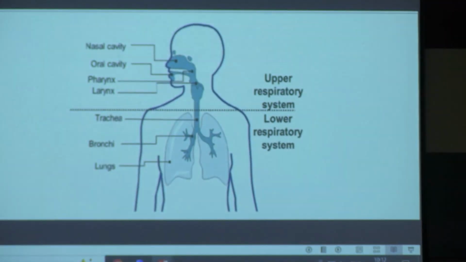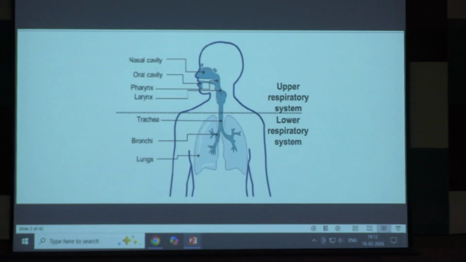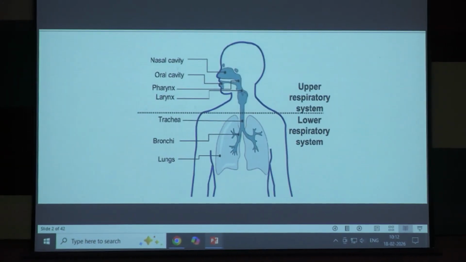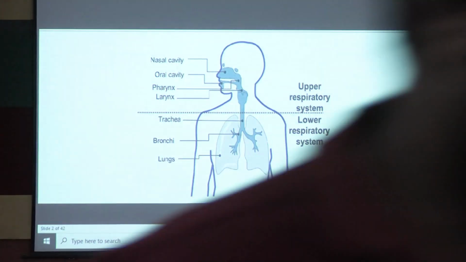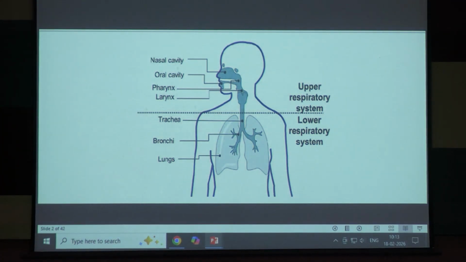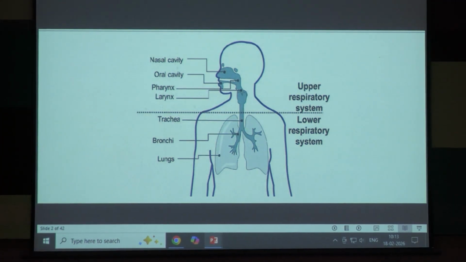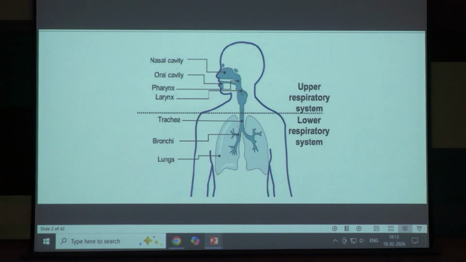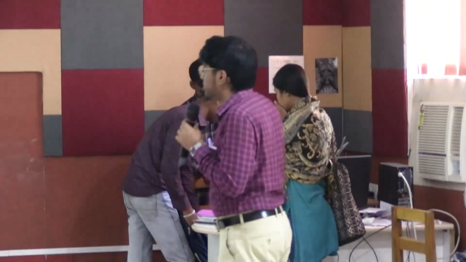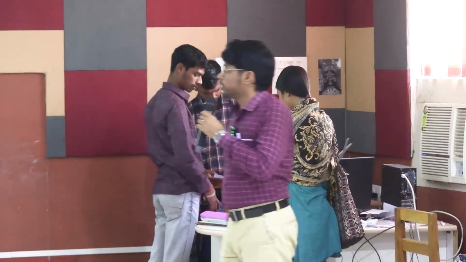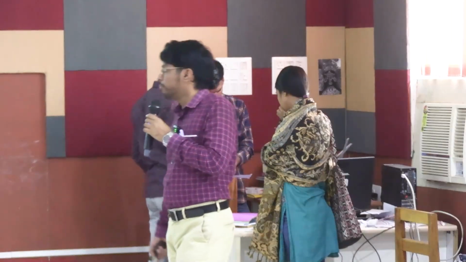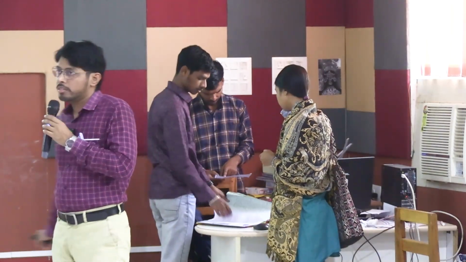Our respiratory system is divided into two parts, upper respiratory system and lower. Upper respiratory system consists of nasal cavity, oral cavity, pharynx and larynx. And lower respiratory system consists of trachea, bronchi and the lungs, pulmonary region.